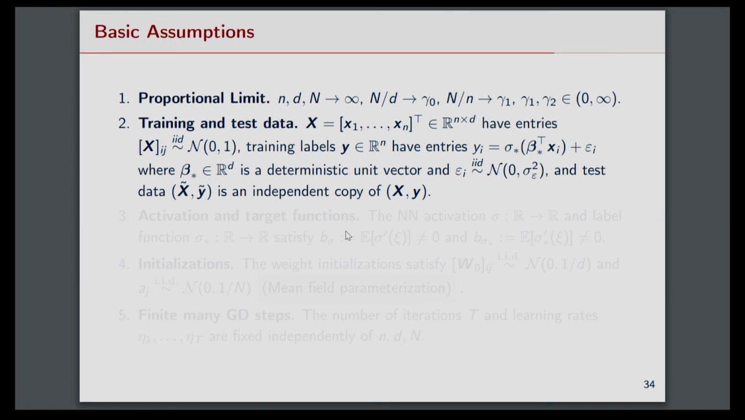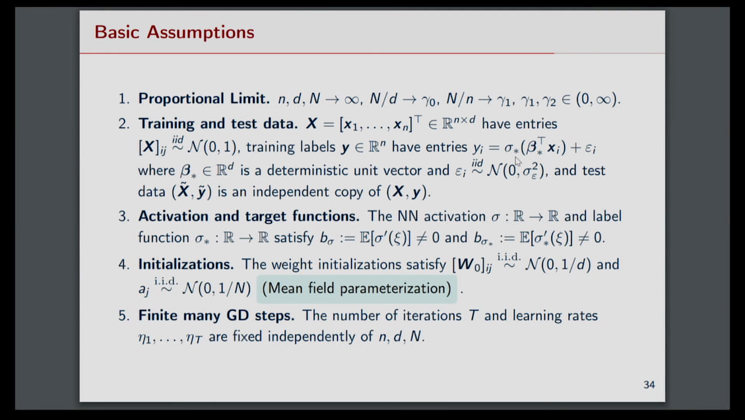So here are the assumptions. They're the same as our previous assumptions. We consider a proportional limit: the number of neurons is proportional to the sample size. And the target function we consider here is just a single index model. We have an unknown sigma star and beta star. Using this, we can generate the training label and the test label.